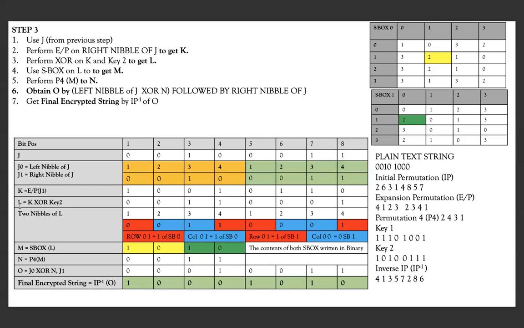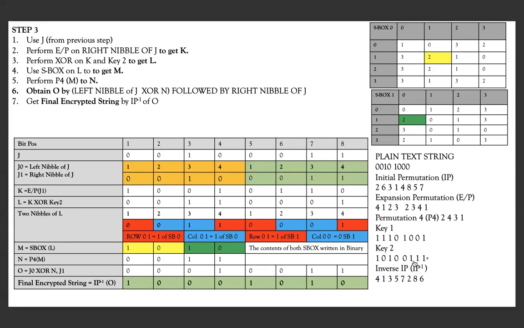Next, we got to get L. Now, how are we going to get L? We're going to perform an XOR operation on K with key 2. Okay, remember that we calculated another key in the first step. Now we're going to be using key 2 right here. This is my key 2 as we calculated before.